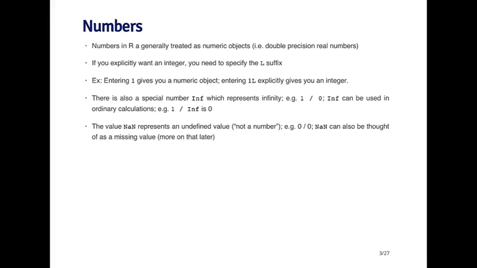There's also a special number called Inf, which stands for infinity. Inf is like a real number. It can be used in calculations, and you'll get the expected results. For example, if you take 1 and divide it by 0, you'll get infinity. And if you take 1 and divide it by infinity, you'll get 0. So Inf is a special number, and you can also have minus infinity. There's another special value called NaN, and this represents an undefined value, so you can think of it as not a number. For example, if you take 0 over 0, that's not defined, so you'll get a NaN back. NaN can also be thought of as a missing value, but we'll talk a little bit more about missing values later.